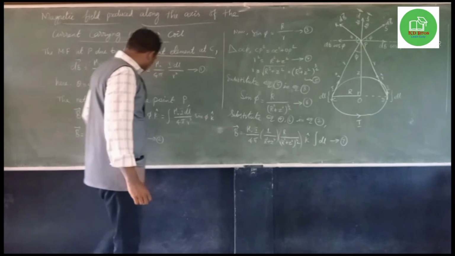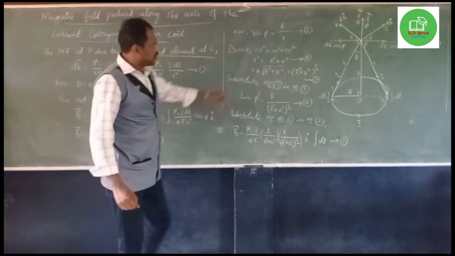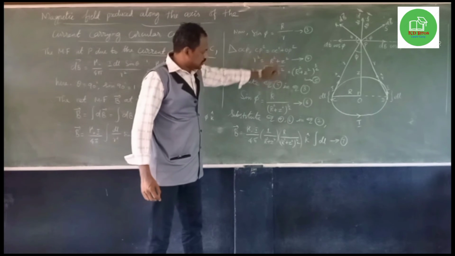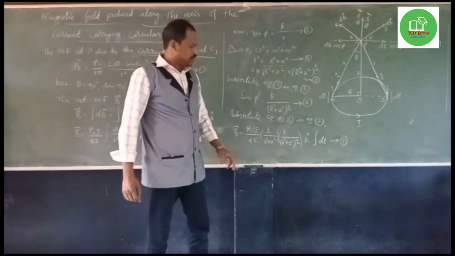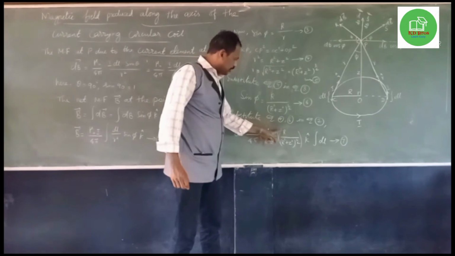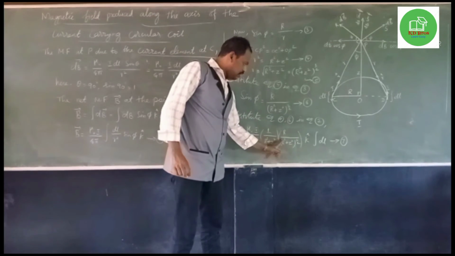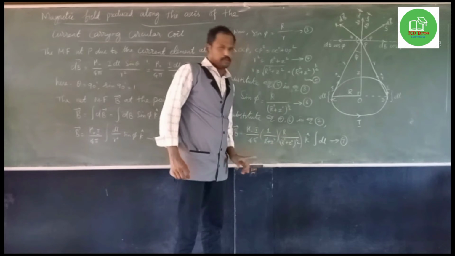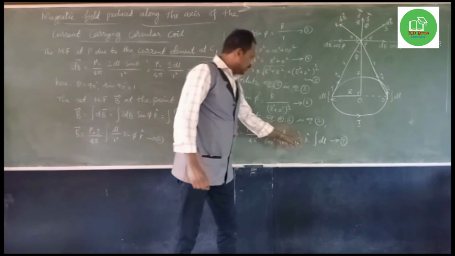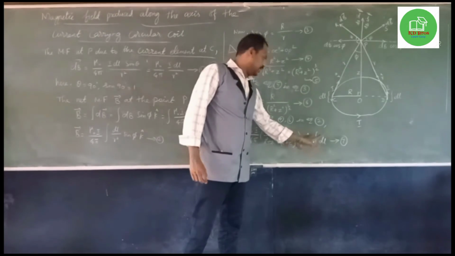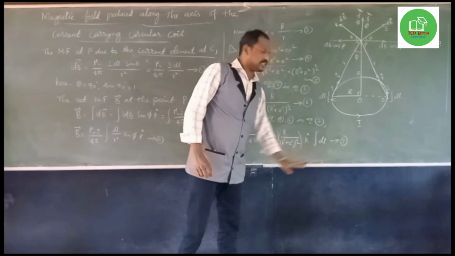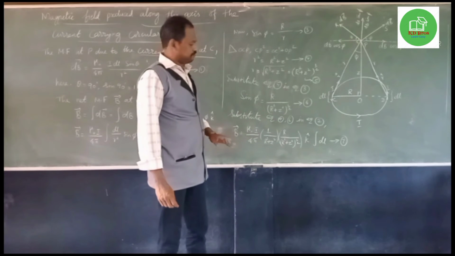Now we have to substitute the r square value. What is that r square value? R square plus z square. So 1 divided by r square plus z square. And what about the sin phi value? Capital R divided by r square plus z square power 1 by 2, into k cap. The only remaining thing is dl, so integration of dl, and this is equation number 7.